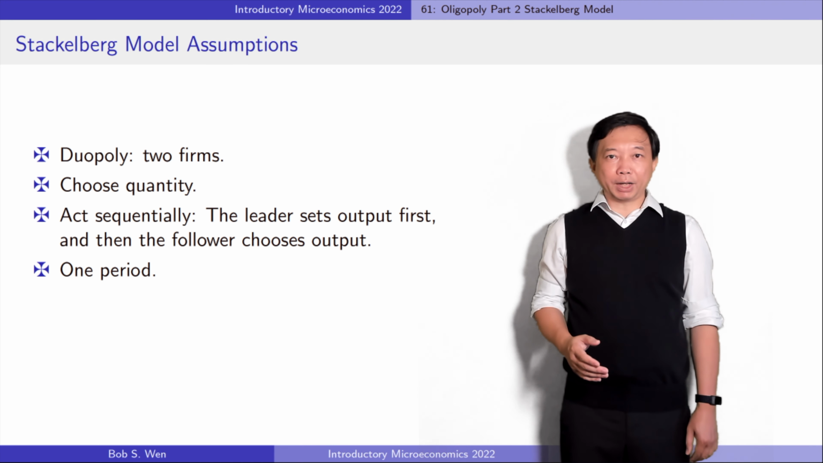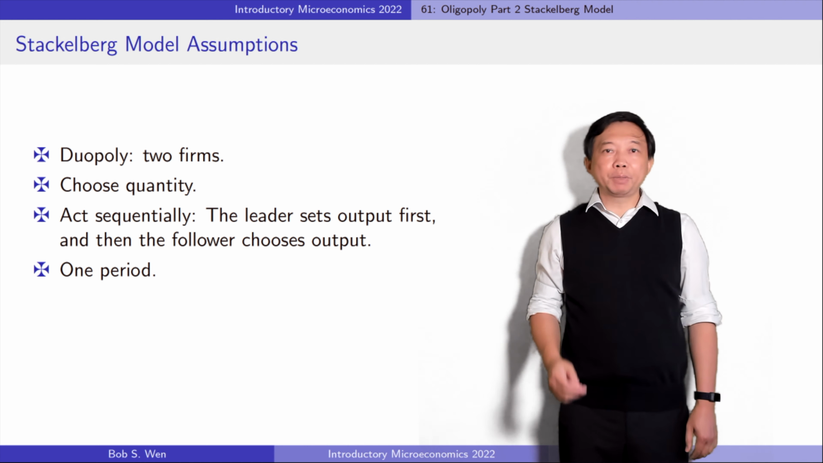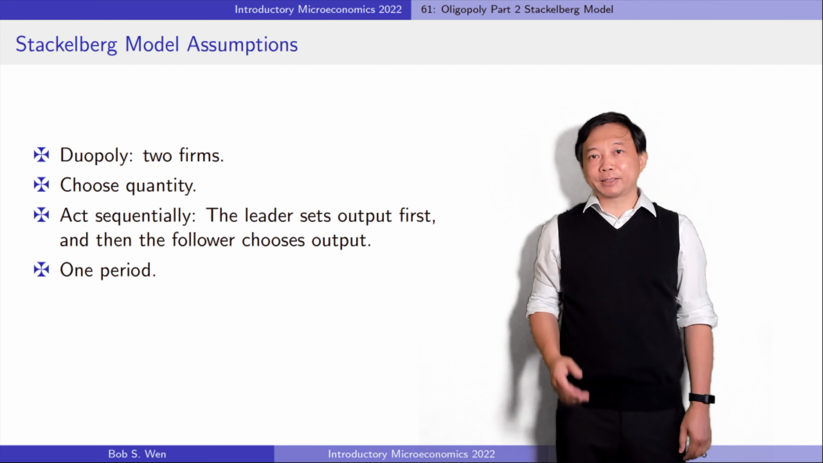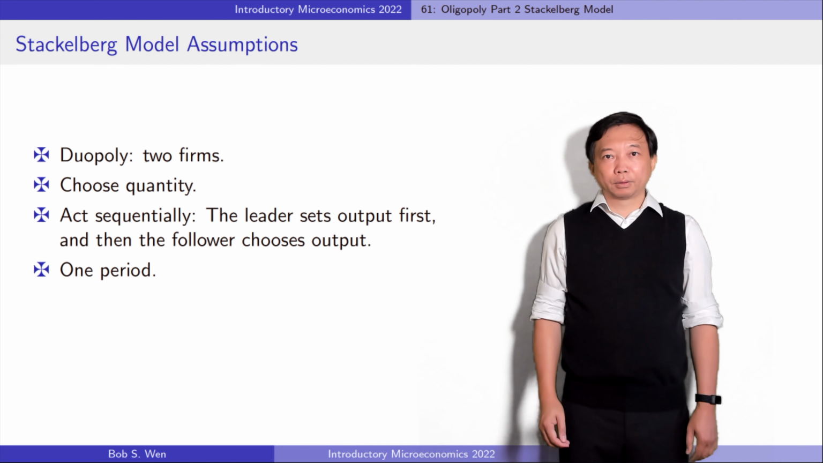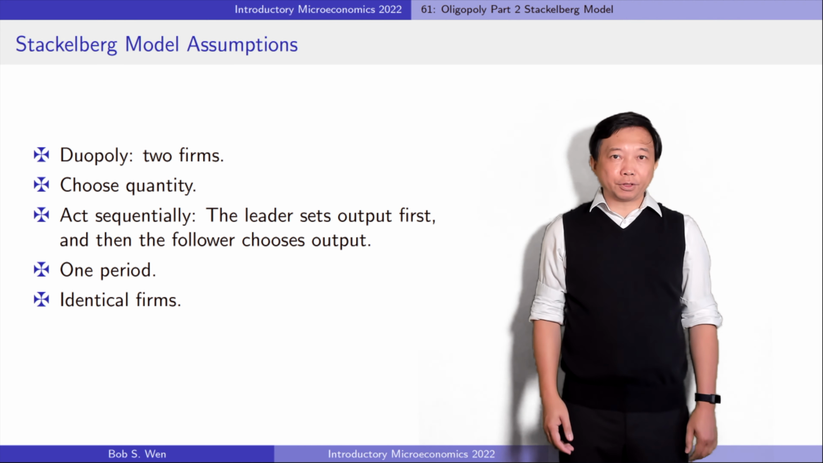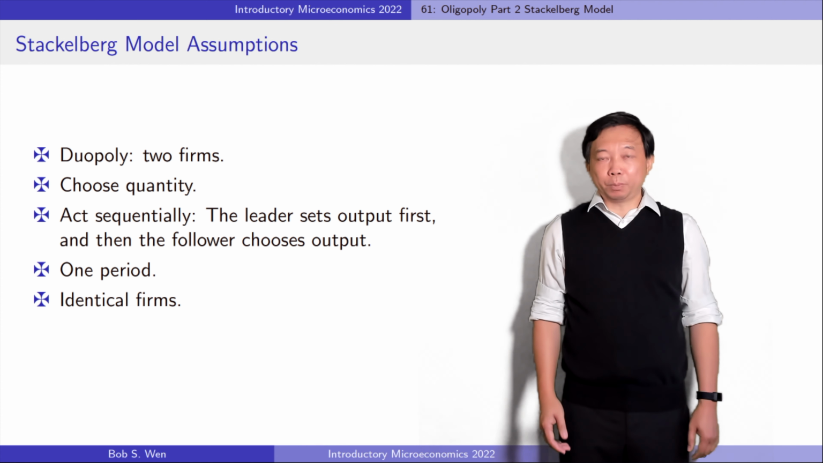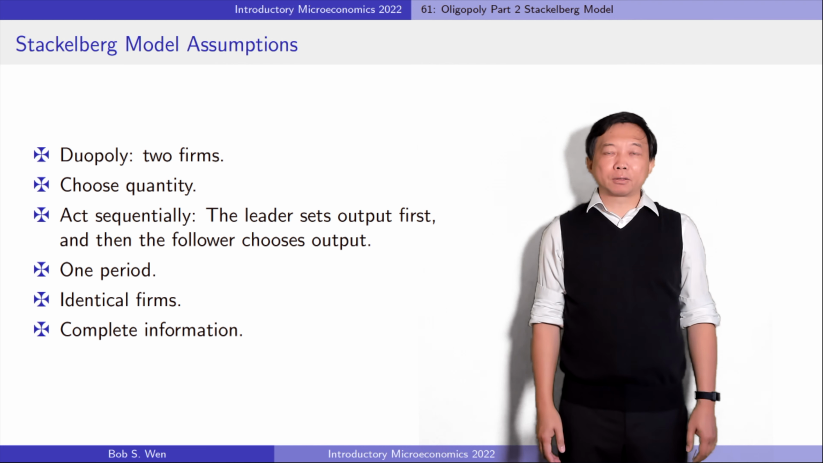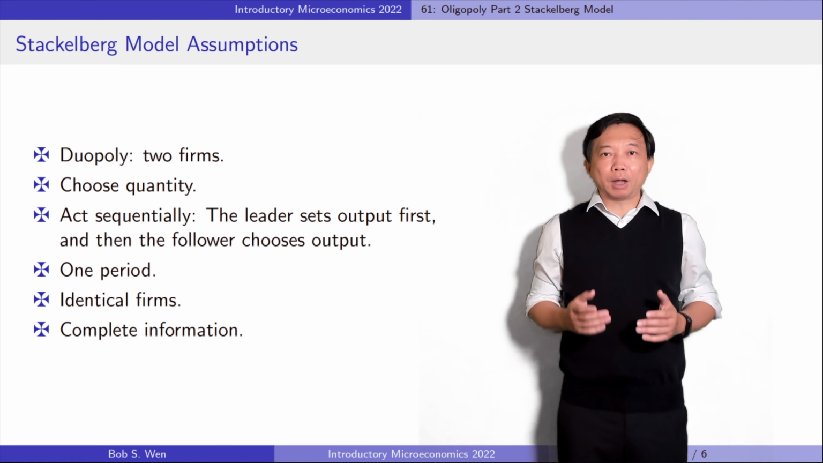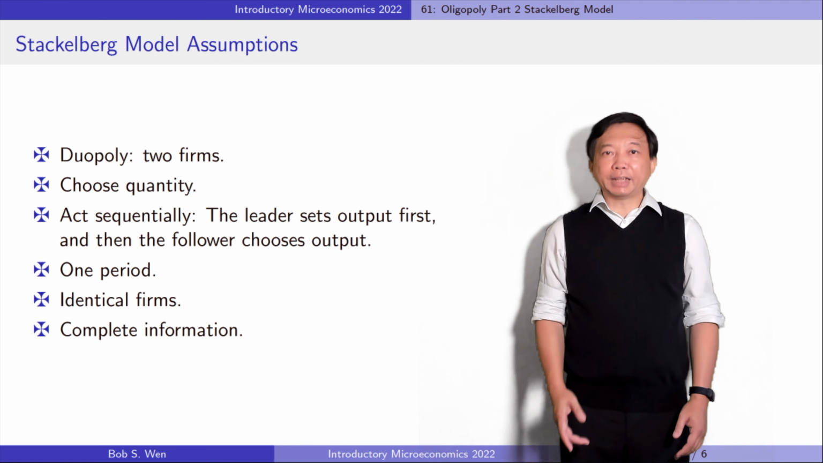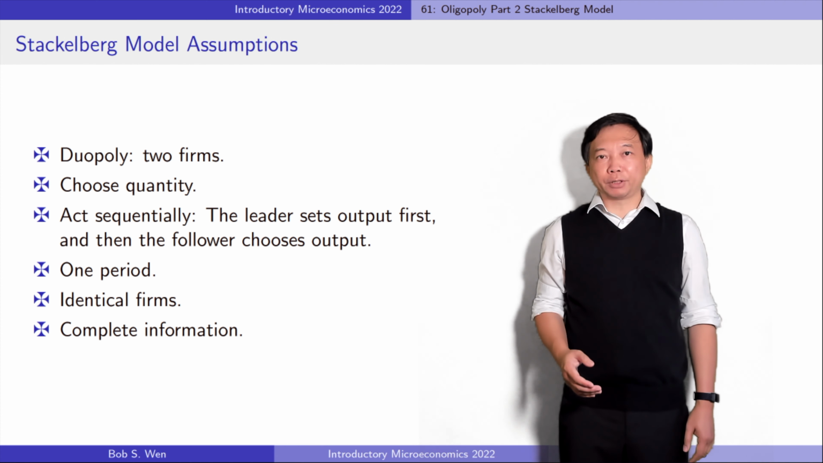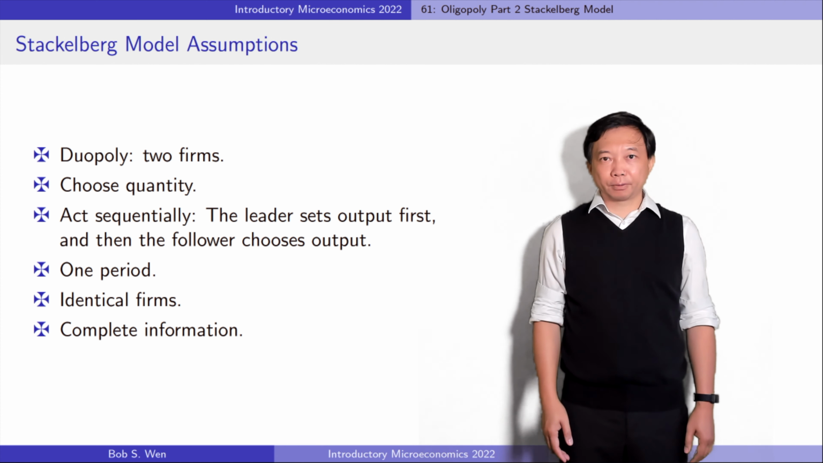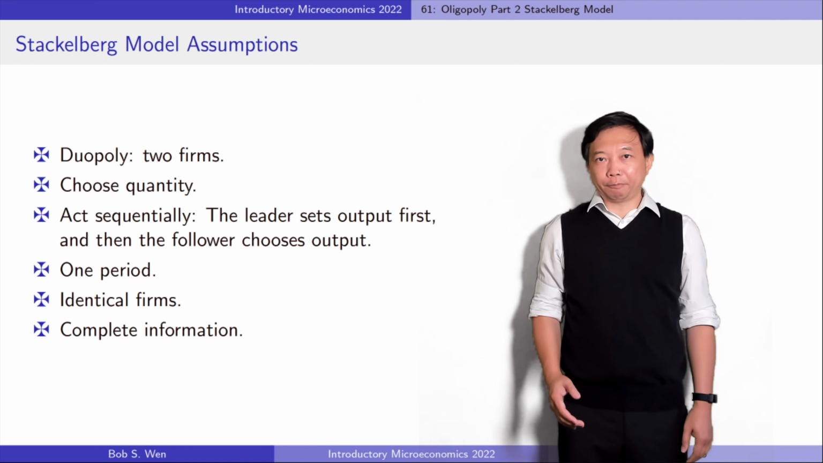Fourth, we assume that the market lasts for only one period. Each firm chooses their quantity only once. Fifth, we assume that both firms are identical. They have the same production cost, and they produce identical products. Sixth, both firms have complete information. They know each other's possible strategies and the corresponding profits. The payoff function or profit function is common knowledge.